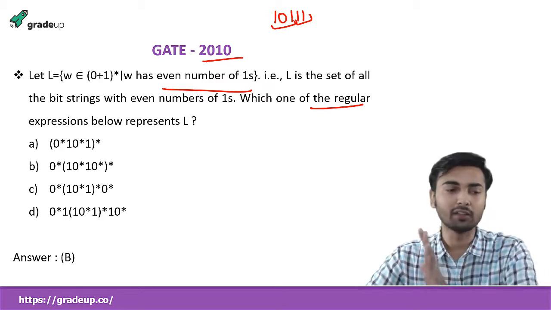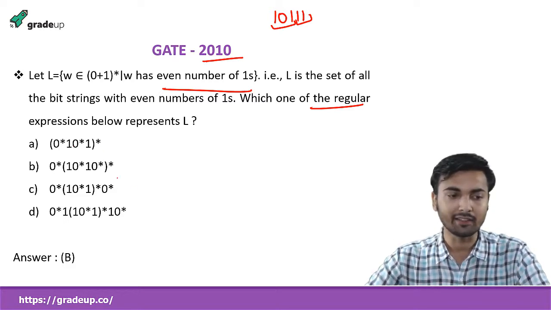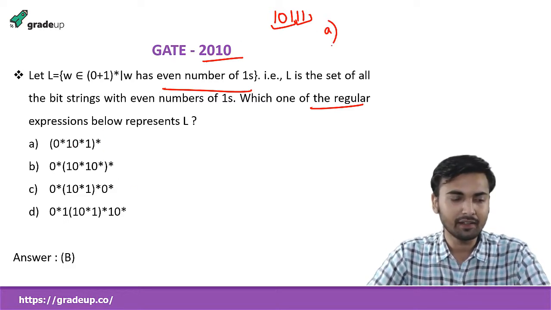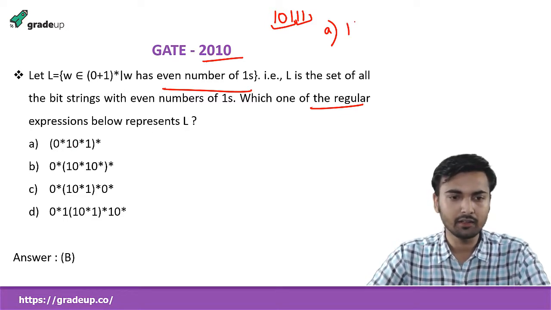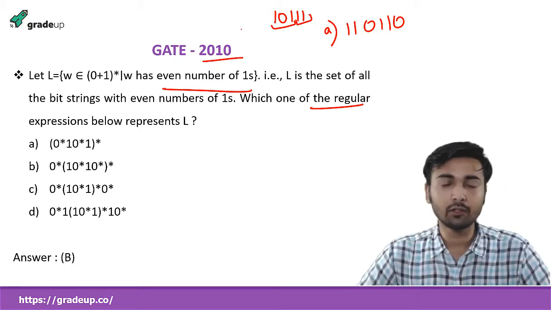If it is false anywhere else, try to do it like this. See, for option A, if I take something like this, 1 1 0 1 1 0. Okay, so now see one more example, GATE 2010.